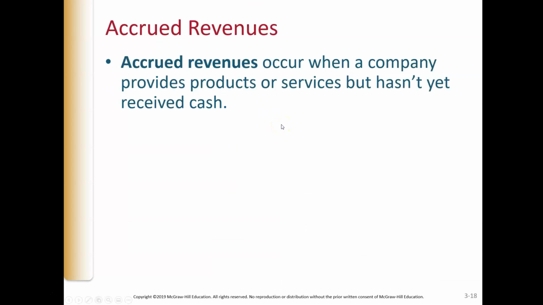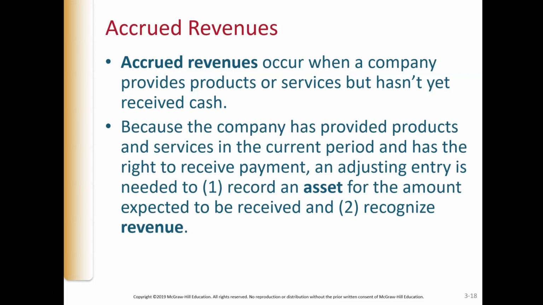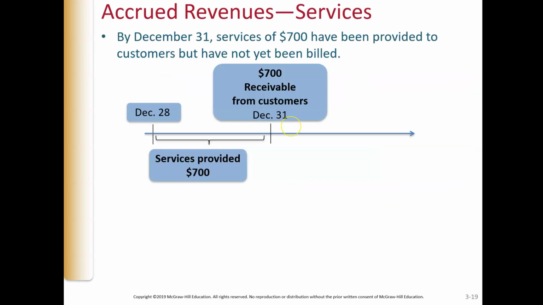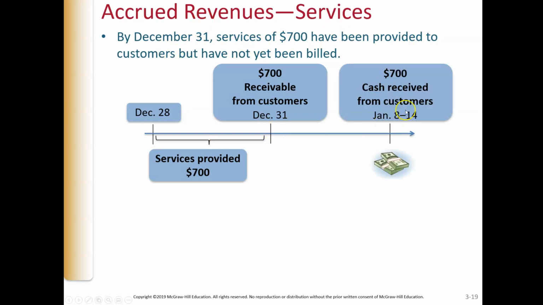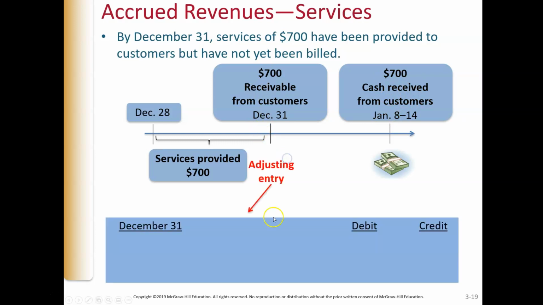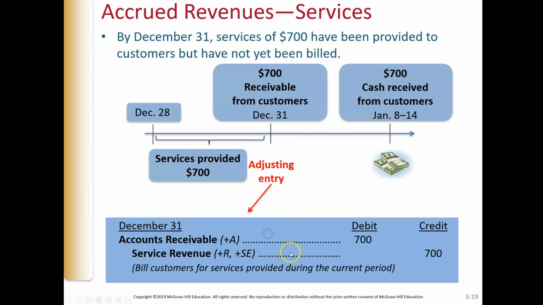One more set, accrued revenues. This is when we provide products or services, but we haven't received the cash yet. That's simply this entry for receivables, and we've been doing this. So December 31st, services of 700 have been provided, but we just didn't bill them yet. Customers won't pay until January, but we need to record the revenue in December. So this is that entry where we debit accounts receivable and credit revenue. That's a review. We've been doing that one. Okay?